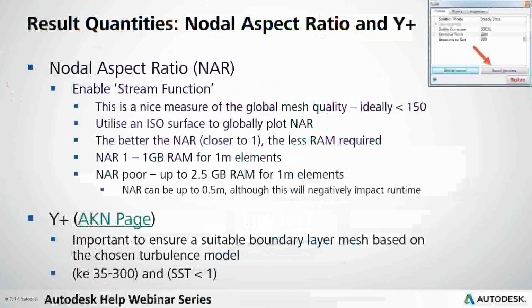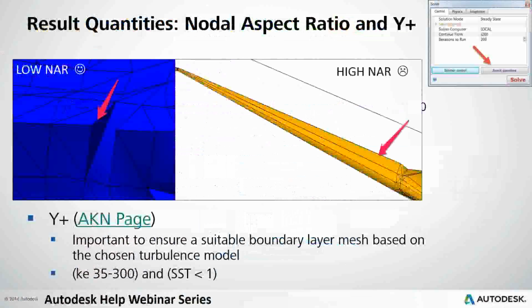Okay, so back to the PowerPoint. Once you've enabled both of those, we need to know what to do with them. The stream function will enable us to plot nodal aspect ratio as a result quantity, and I'll show you how to do that in a second. As the nodal aspect ratio gets towards 1, our elements are equilateral in size, so it's a ratio of the longest edge over the shortest edge of any element. A low nodal aspect ratio is like a uniform mesh, and that's ideal. The higher the nodal aspect ratio gets, the longer and more skewed the elements become, and the less happy your results are going to be.